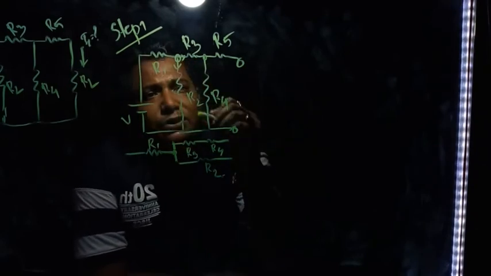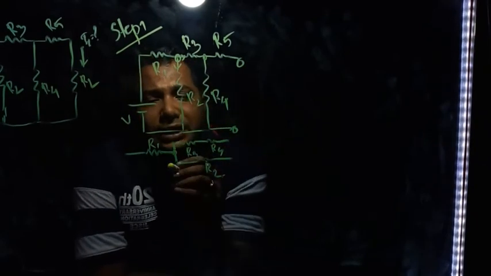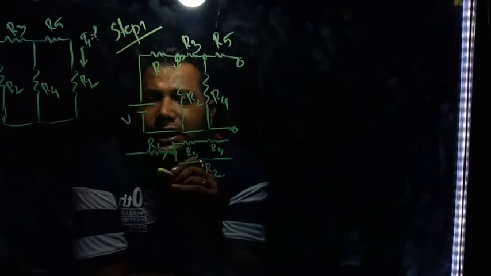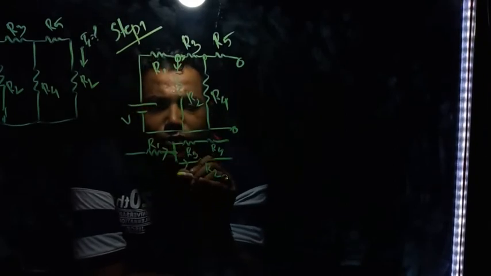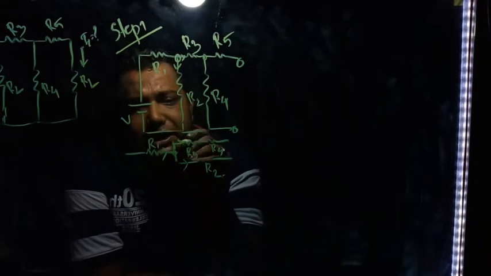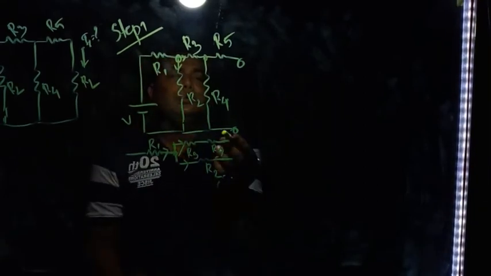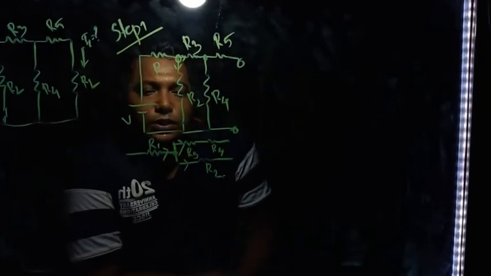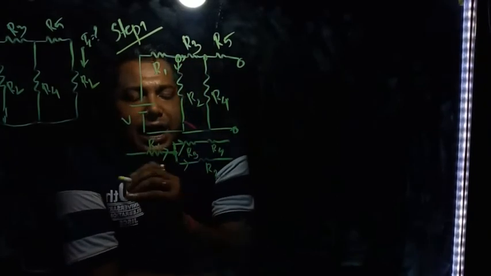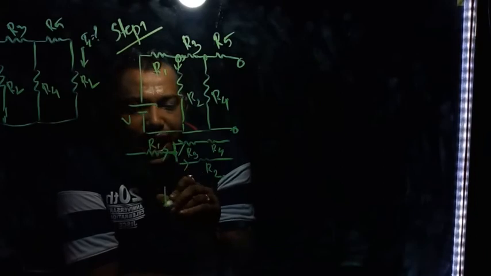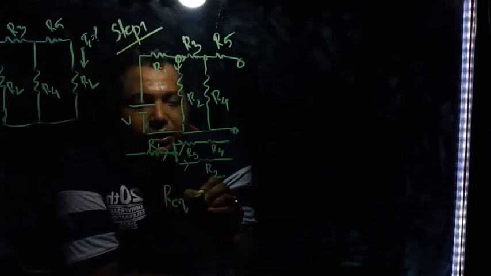So to find out that, first we have to find out what is the main current. So here we have to find out what is the current. Then we will apply the current division rule to find out what is the branch current passing through this one. And after doing that, we know what is the current over there. So how to do that? First, as we have done in the previous case, we have to find out R equivalent.